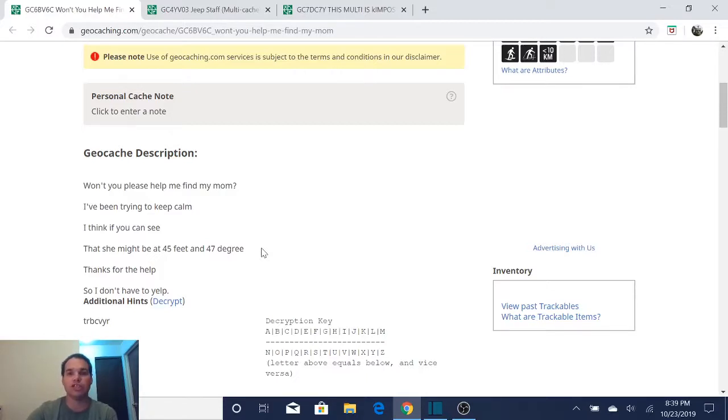When you're doing projections, you want to be very careful because sometimes they could be off by a few feet depending on where you're standing and where you took the reading from.